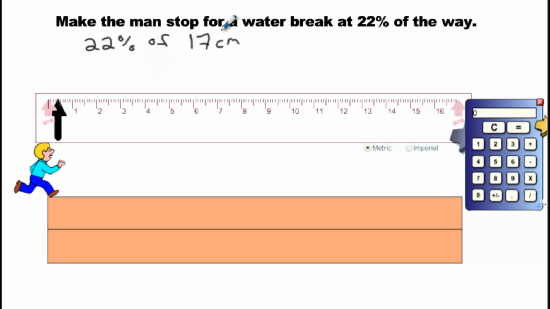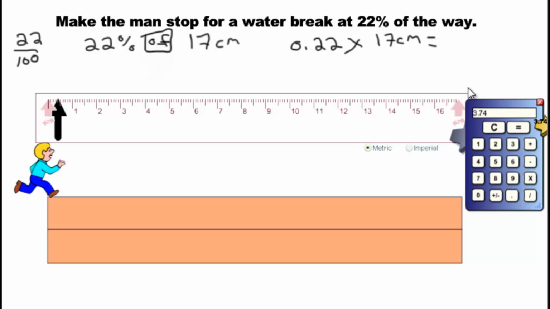When you are given a percentage, you will convert it into a decimal. And 22% is 22 over 100, which is 0.22. We're going to multiply because that is what of means. And then multiply it by 17 centimeters. Push the buttons into your calculator. Multiply by 17. Push equals, and you get 3.74. So if we round it, now round this to the nearest tenth. Here's the number, 3.74.